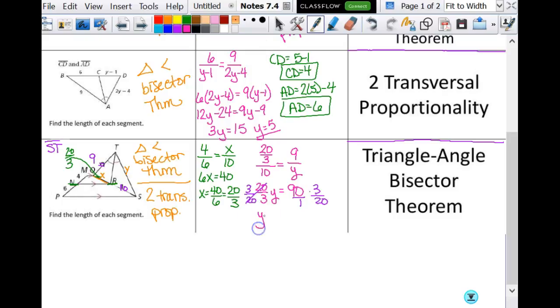So I'm going to get y equals 3 times 90 is 270 over 20. I can cancel out those zeros. So this is just going to give me 27 over 2. That's what I get for y. Got to make sure I actually answer the question. I'm looking for the length of ST. So the length of ST equals 27 over 2.